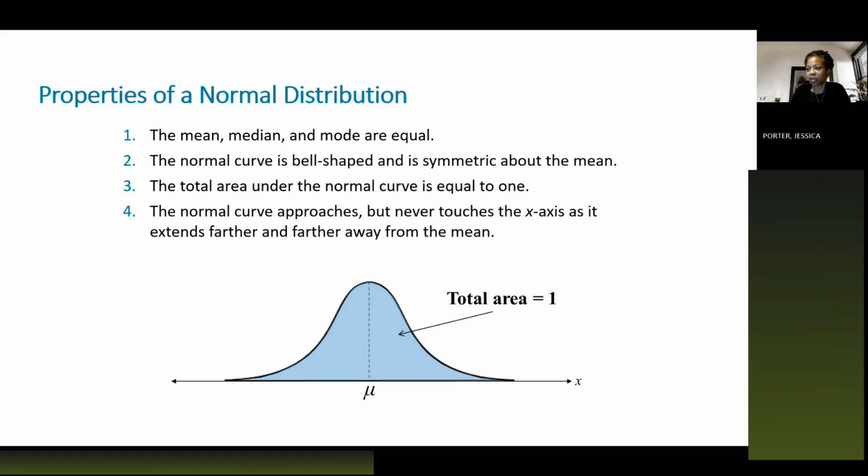Okay. So we're talking about the standard normal distribution. So let's start with the properties of the normal distribution. The mean, median, and mode are equal. It's bell-shaped and symmetric around the mean, and this is the mean, remember, mu. The total area under the normal curve is equal to 1. It gets very, very close to the horizontal line, but it never touches it.